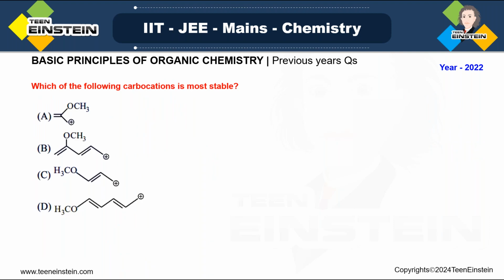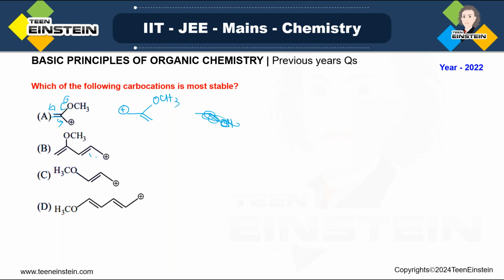Which of the following carbocations is most stable? Now we have to see in which case the maximum amount of stability is possible. If you consider the first one, this type of resonance is possible, right? Let me draw it. Positive charge will be here, it is OCH3, and here we will have a CC double bond. But remember, this CC double bond can also take part in resonance with the OCH3 group. That means it cannot show full conjugation with the positive charge.